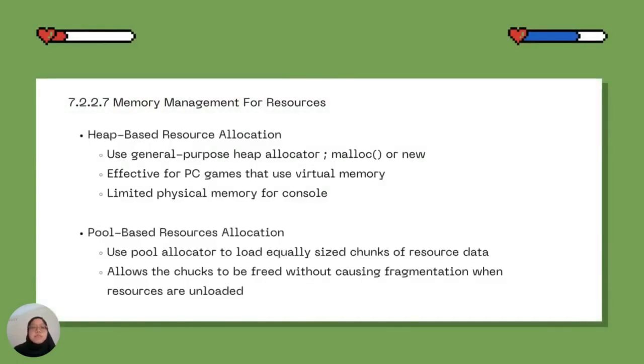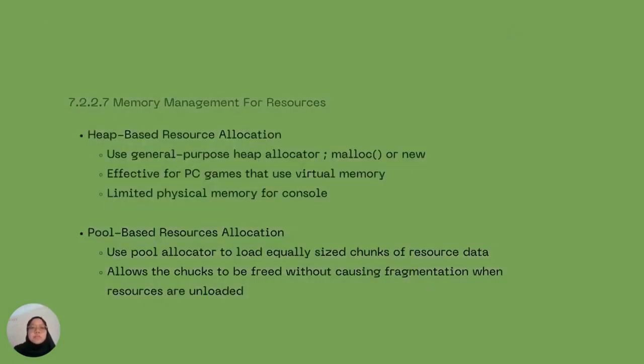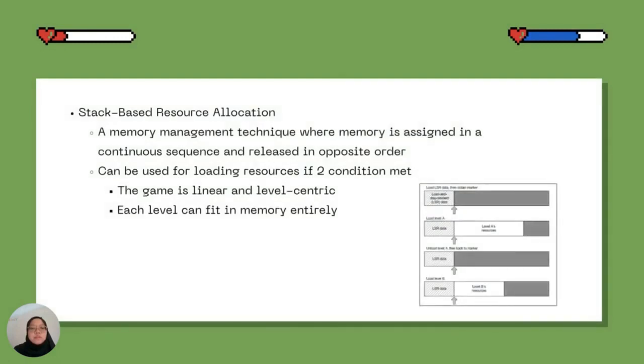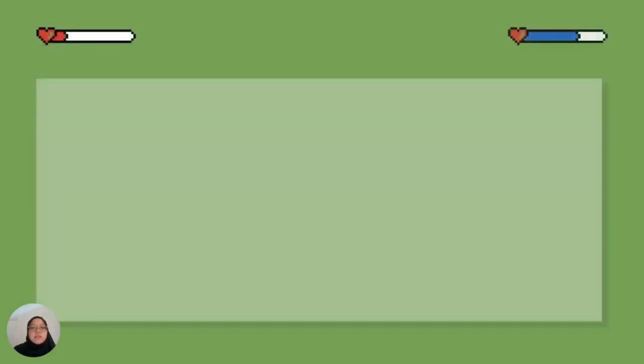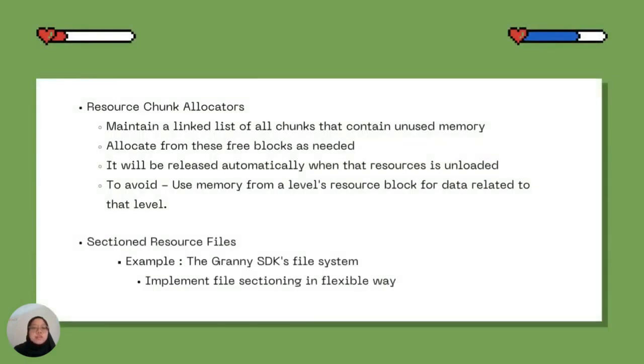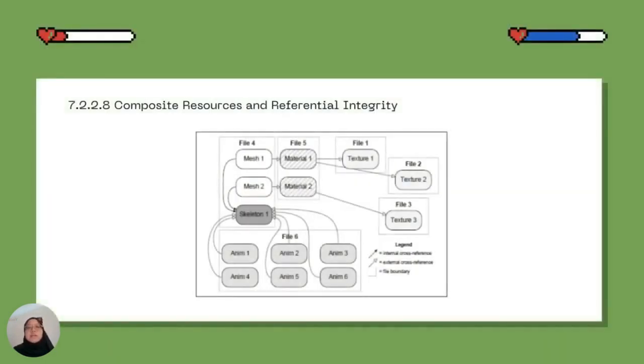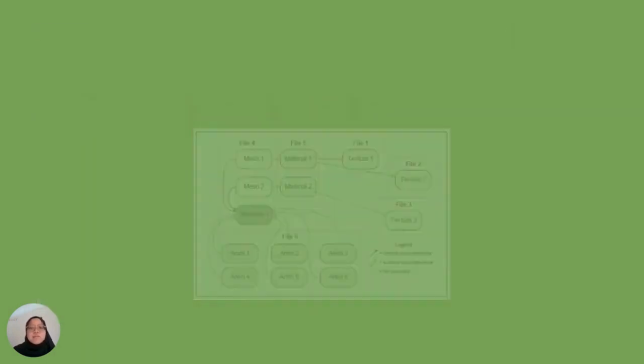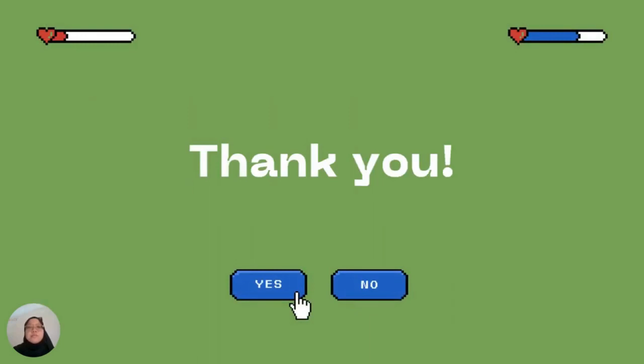Memory management for resources has 5 types. The first one is heap-based resource allocation, pool-based resource allocation, stack-based resource allocation, resource chunk allocators, and also sectioned resource files. A game resource database is made up of files that depend on each other. Composite resources such as 3D model groups are groups of independent files that must be loaded together. So that's all from my video.